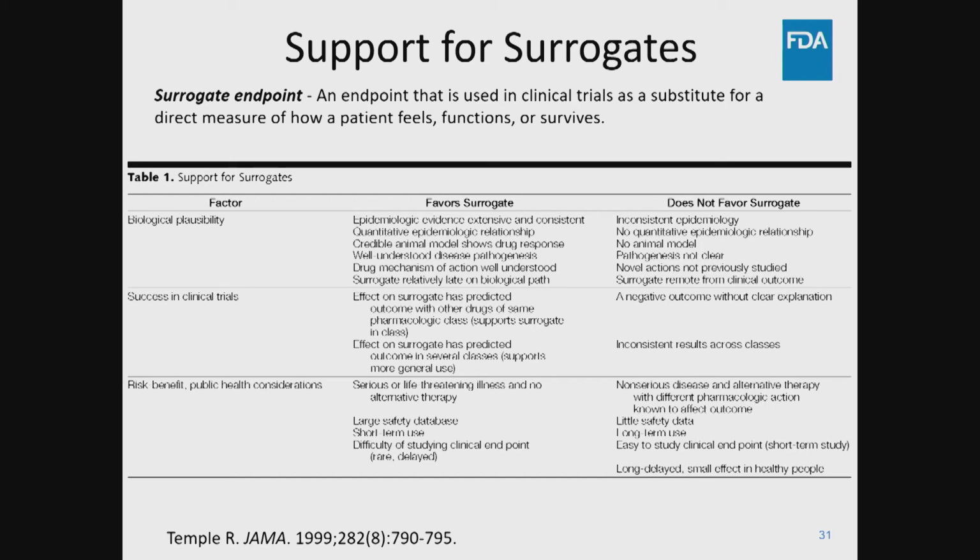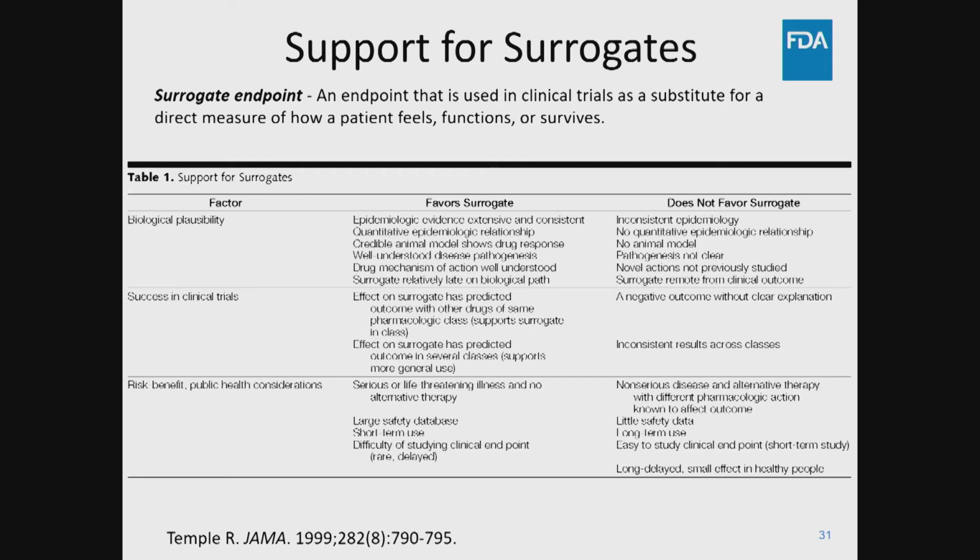So the last factor here that is discussed is the risk-benefit and public health considerations. In cases where you have a disease that's serious or life-threatening with no alternative therapies, you're going to be more likely to accept a surrogate for that type of disease because the stakes are high. We really want to get patients those drugs, and therefore we're willing to accept a little bit of uncertainty for the efficacy because those patients have no other alternatives available to them. A large safety database, again, if the drug has been shown to be very safe and we're confident in that, it's more likely to use a surrogate. Short-term use of the drug, as well as if there's difficulty in studying the clinical endpoint.